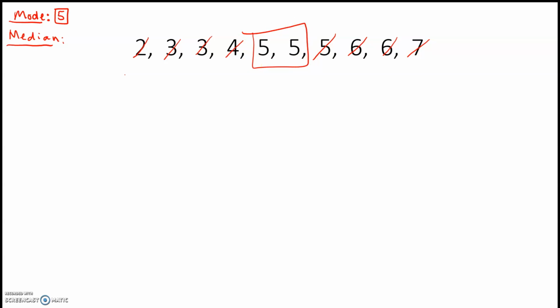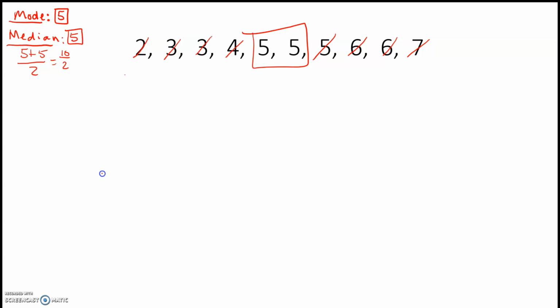Since there's 2 numbers in the middle, instead of just 1 number like last time, you have to add both of those numbers up, and then divide by how many numbers there are, so you're dividing by 2. You're finding the average of those 2 numbers. So 5 plus 5 is 10 divided by 2, so your median is 5.